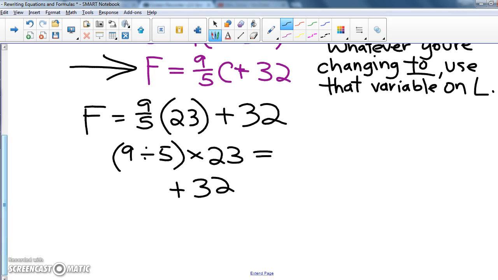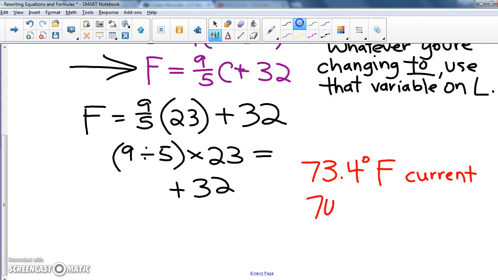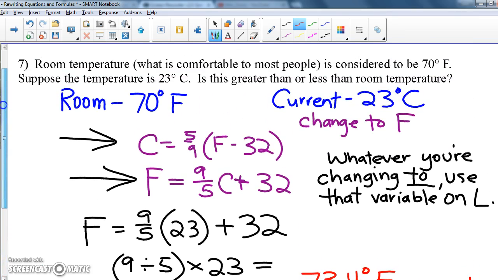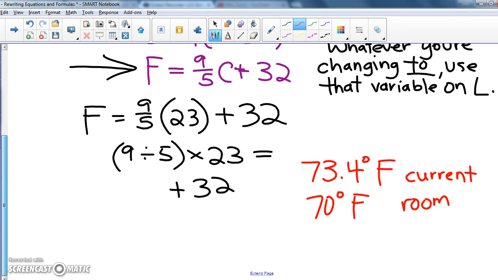So if I go ahead and do that, that's going to give me 73.4 Fahrenheit. And remember, the room, so that's the current temperature. The room temperature was 70 degrees Fahrenheit. Okay? And so the question was, is this greater than or less than the room temperature? It's greater, right? So 73.4 is greater than 70.